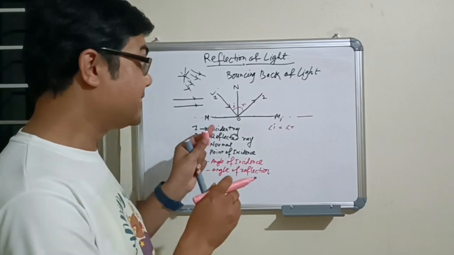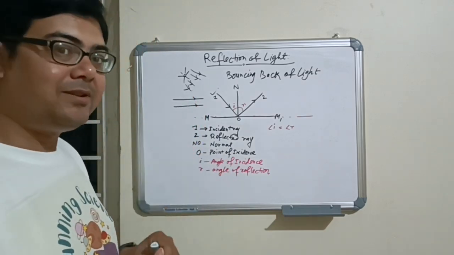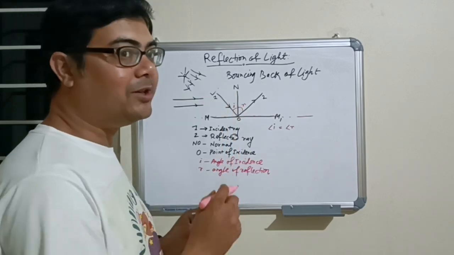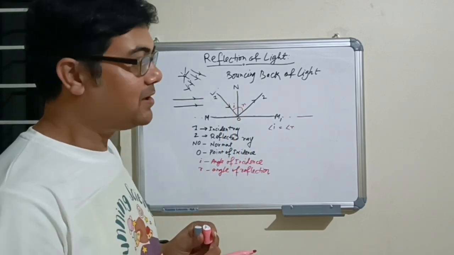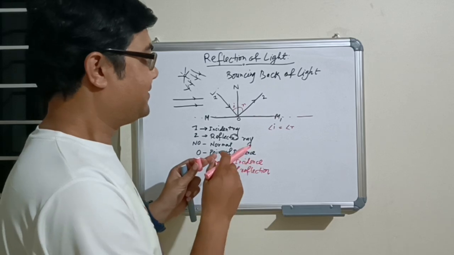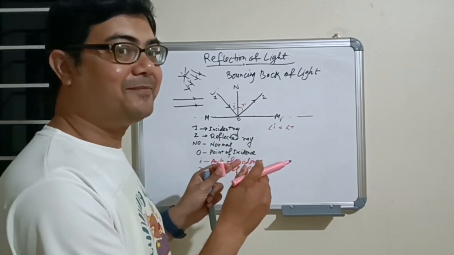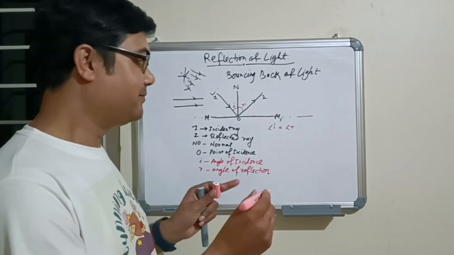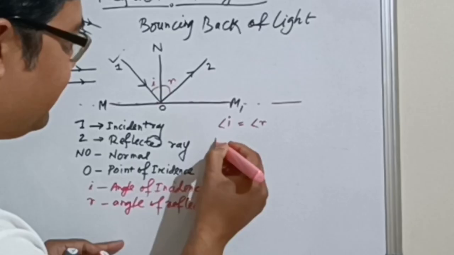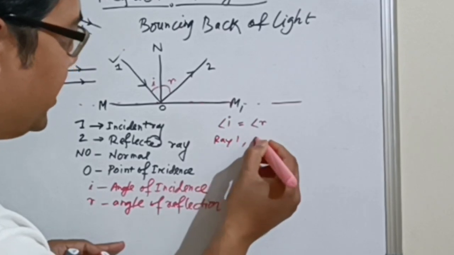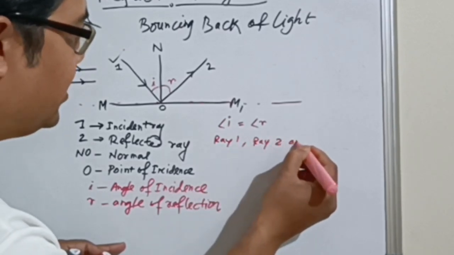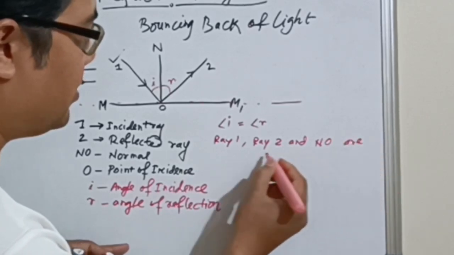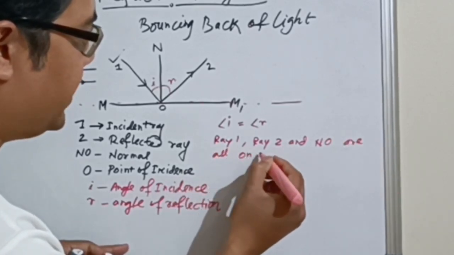Clear? Second law: the incident ray, the reflected ray, and the normal drawn at the point of incidence are all on the same plane. This is the second law of reflection of light. Ray 1, ray 2, and normal NO are all on the same plane.